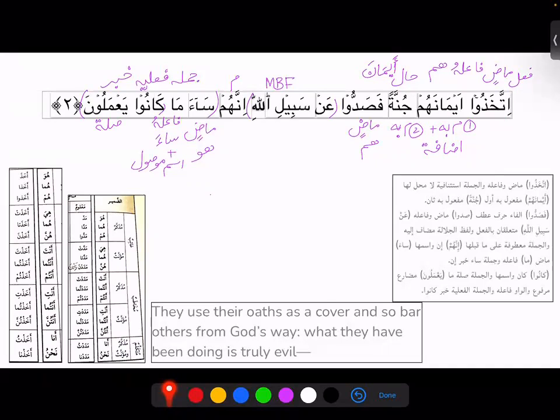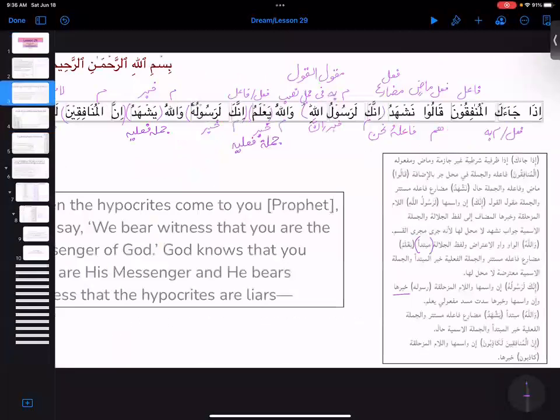But in our previous example, since there were not two maf'ul which ya'lamu needed, that's why we are using that term, sadda masadda maf'ulayn. So the whole sentence, innahum... let's go back over there. Ya'lamu innaka la rasuluhu. So ya'lamu needs two maf'ul, right? But there was a jumla ismiya instead. We were not getting two maf'ul, so that's why we are using this term.